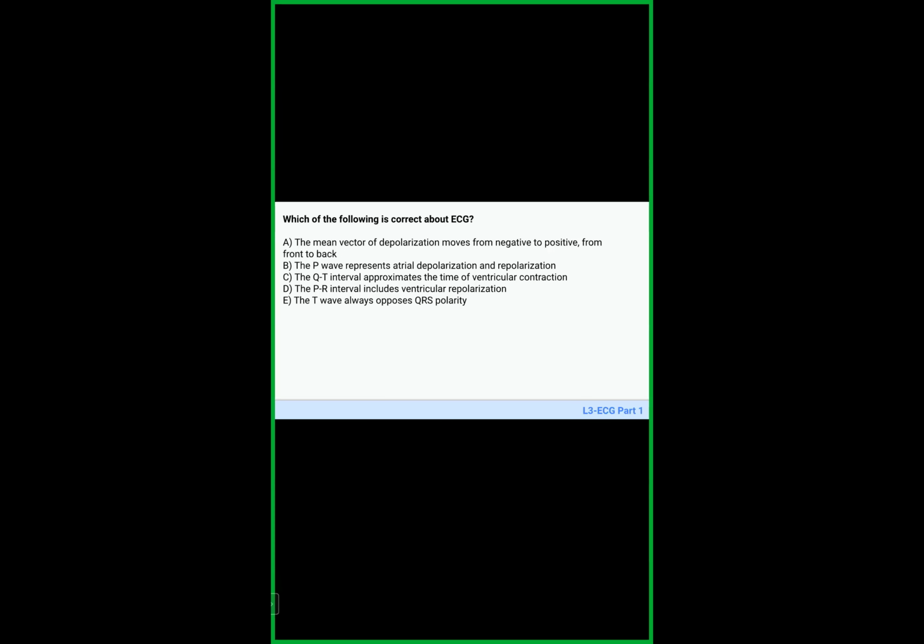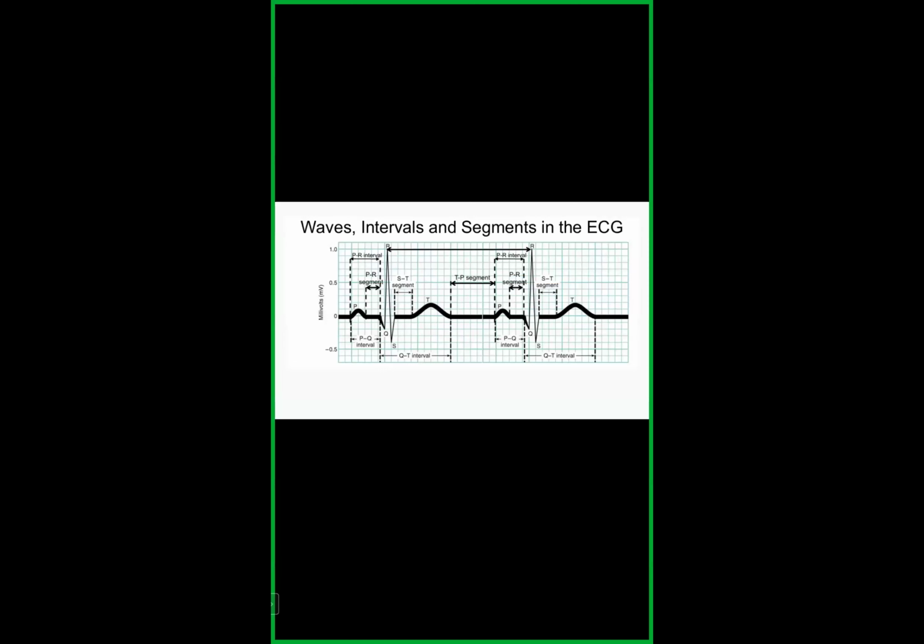Okay, so I'm seeing B's, but I also saw a C. The correct answer is C, but I'll explain. So here we see the wave segment, the whole ECG, right? People said B, which if I remember correctly was the P wave, which represents the depolarization and repolarization. But actually, the P wave represents the depolarization only. It's not the repolarization. So the P wave would not represent both, and therefore B would be incorrect.